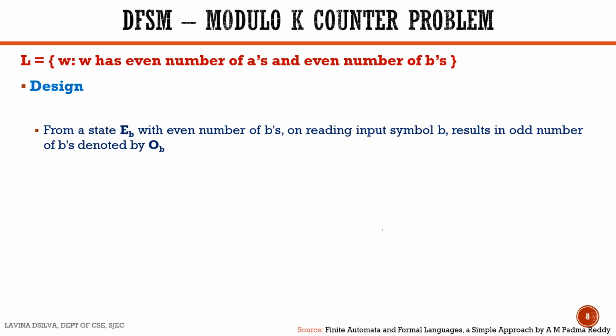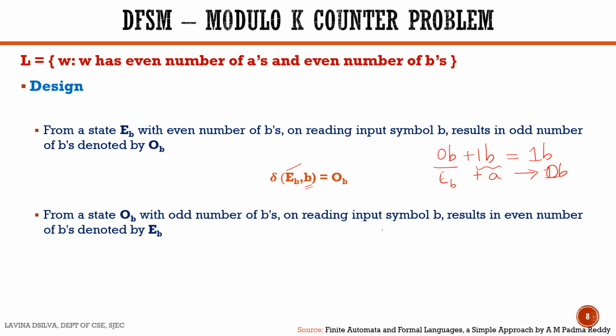This concept is repeated with even B, input B. On an even B state, if we are to give another B, so 0B plus 1B, what will happen? It is 1B. So we know that 0B stands for even B. This is plus 1 input which is given. It will result in an odd number of B's. Similarly, when an odd number of B's state is reading an input B, it will result in an even number of B's. Already it has read 1B. Now we give another B as the input. It will result in an even number of B's. So this is our odd B. It is reading another input B, so it will result in an even number of B's.